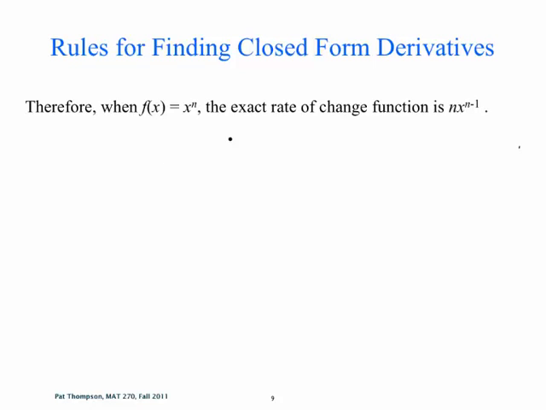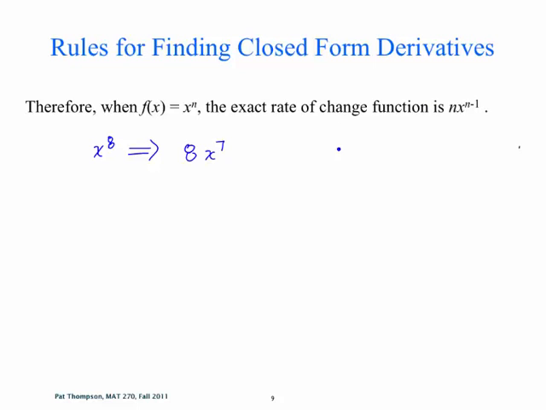If you have x to the 8th, what's the exact rate of change of x to the 8th? It's going to be 8x to the 7th. Move the coefficient in front, reduce the power by 1. That's what all that algebra told us: the exact rate of change function would be 8x to the 7th.